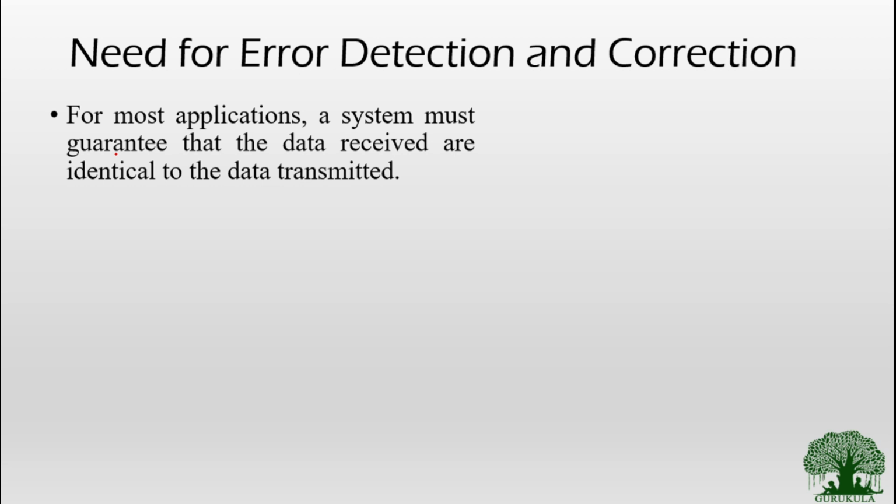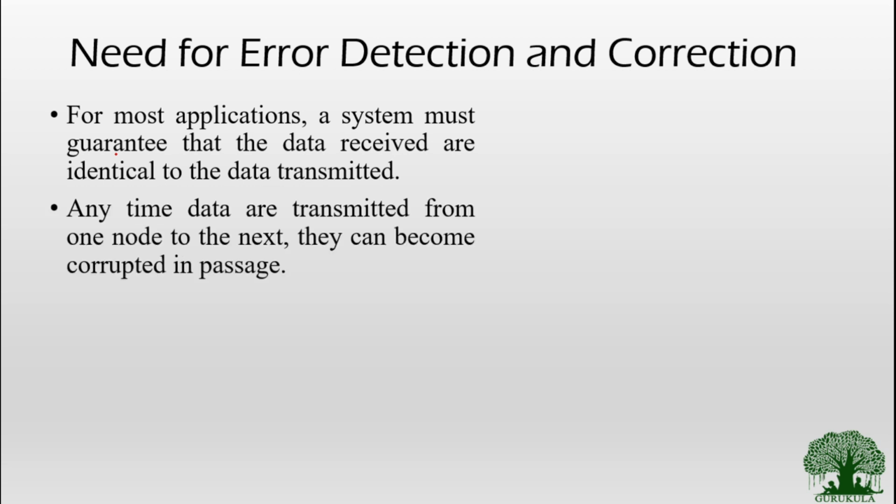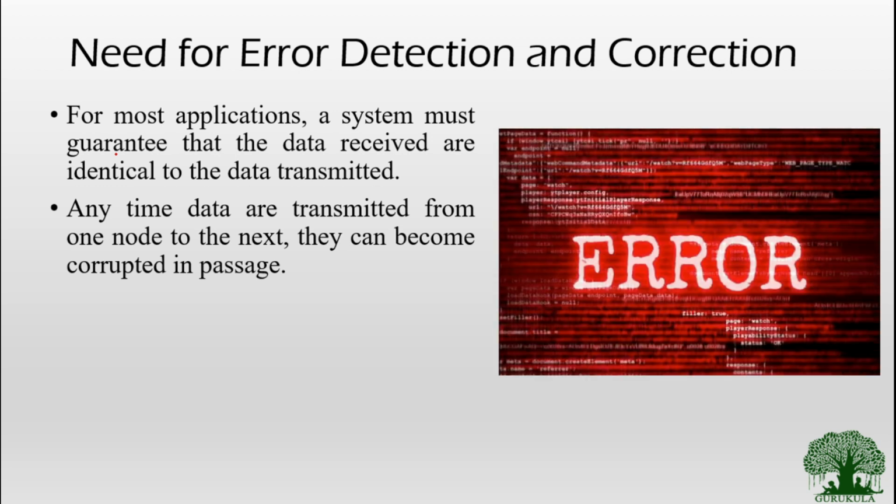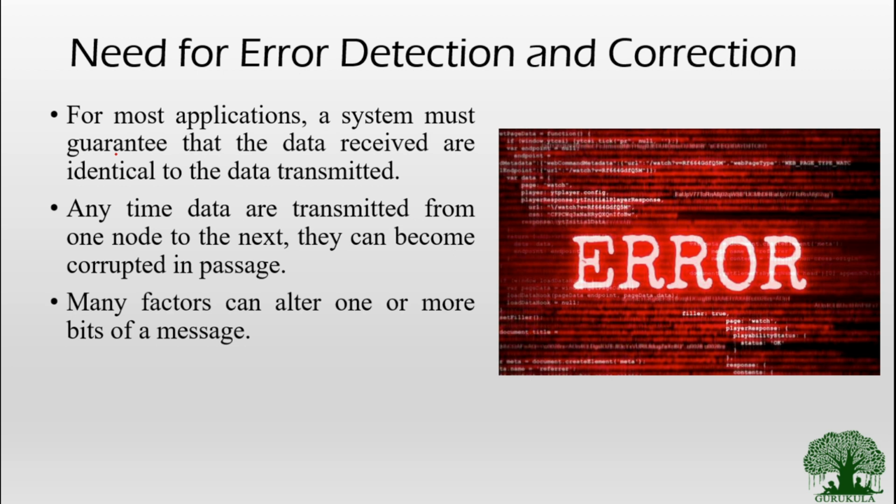The actual value may be 1 and it may be corrupted to 0, and the vice versa is also possible. Any time data is transmitted from one node to another node, it may get corrupted while in transit or in the passage. That is where the error comes into the picture. There are many factors that can alter one or more bits of the messages. You may have a chance of even one bit getting corrupted, or multiple bits getting corrupted.